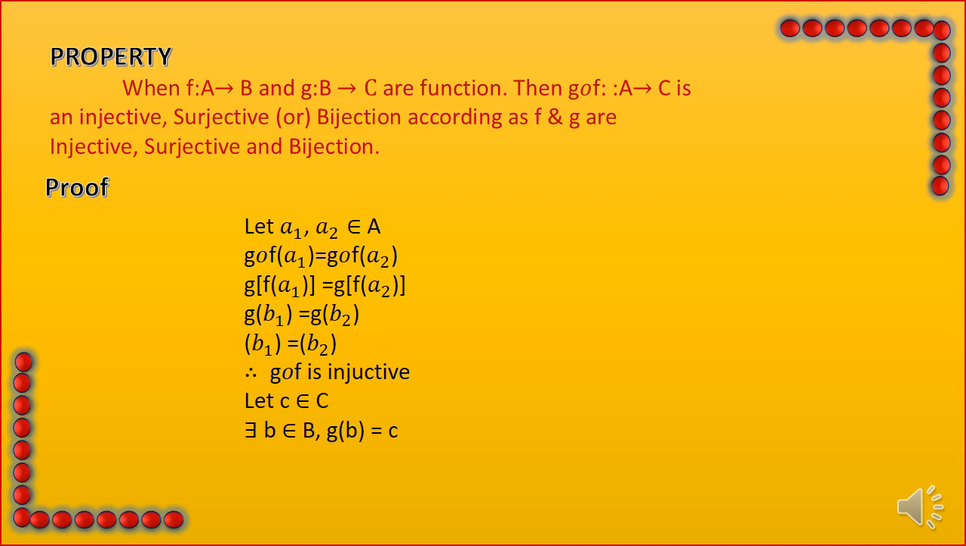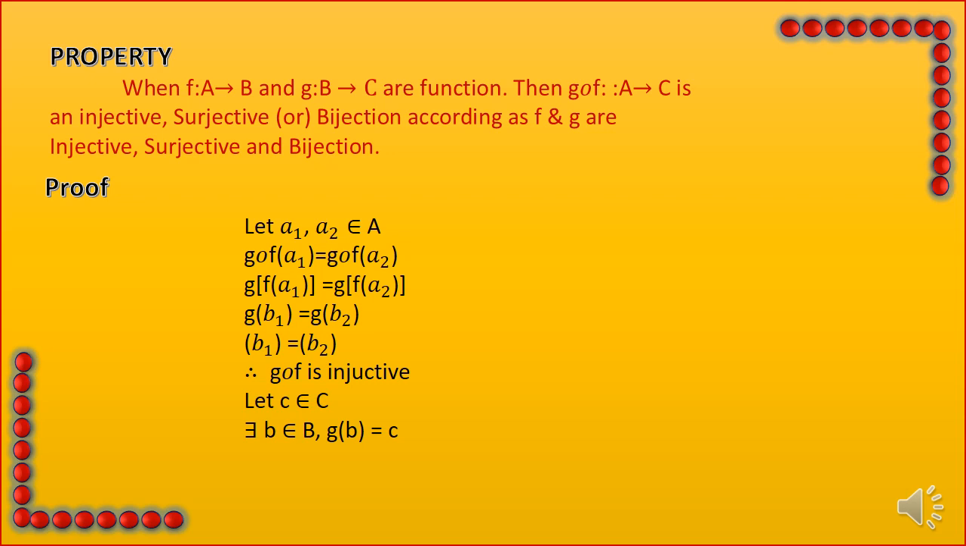Property. If f is a function from A to B and g is a function from B to C, then g composition f is a function from A to C, and it is injective, surjective or bijective according as f and g are injective, surjective or bijective.